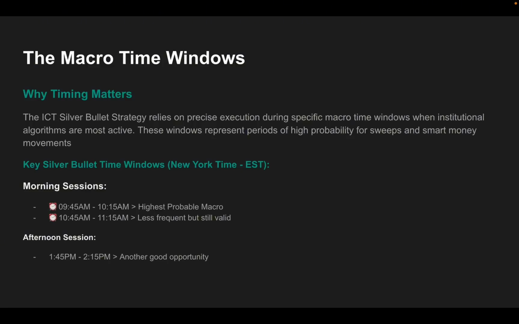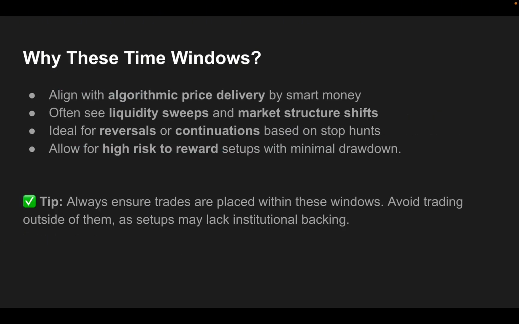So going on to the next slide now. Why these time windows? They align with algorithmic price delivery by smart money. We'll often see liquidity sweeps and market structure shifts within these time windows. Also, these time windows are ideal for reversals and continuations based on the stop hunts. They also allow for high risk reward ratios with slightly less drawdown than other setups other than the silver bullet. So a tip is always ensure trades are placed within the time windows and avoid trading outside of them because they'll lack confluence and lack institutional order flow and backing.